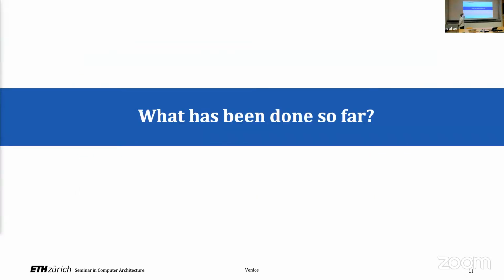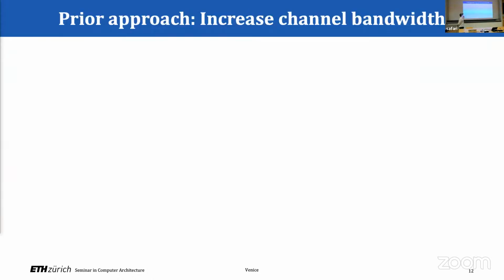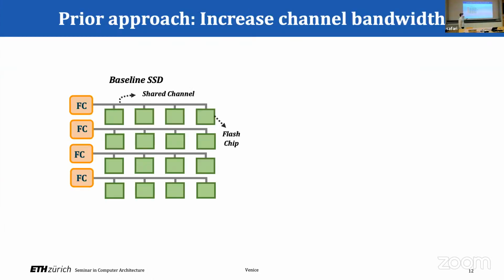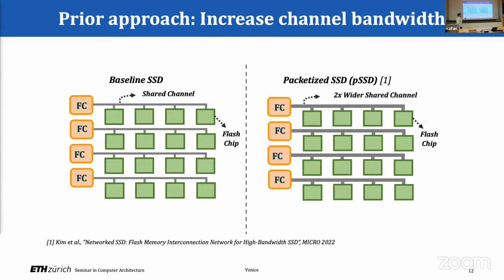There have been some prior approaches to address the problem. So we have the normal setup that I've shown you before, the multi-channel shared bus architecture, where we have shared channels and flash chips, which we call the baseline SSD. Now, one approach would be to increase the channel bandwidth. Such an approach was published and called packetized SSD, which makes the shared channels 2 times as wide. Unfortunately, this only decreases the data transfer time, but doesn't really mitigate path conflicts.